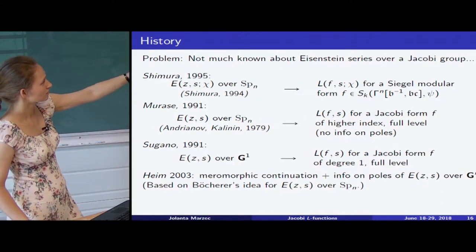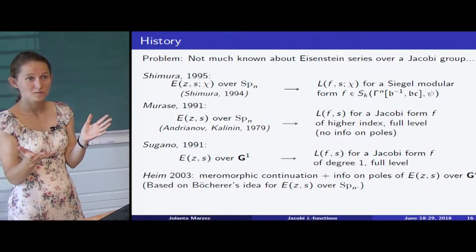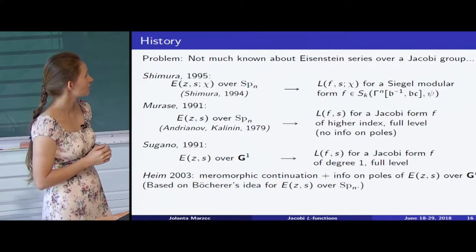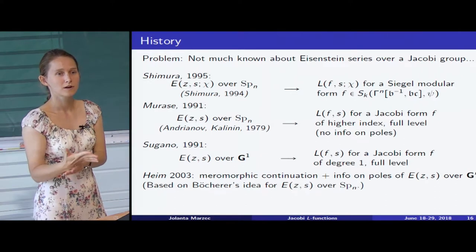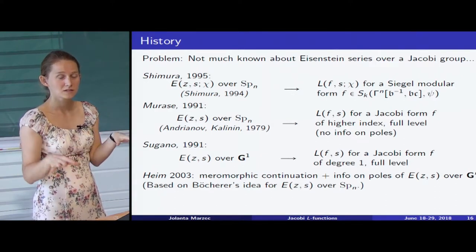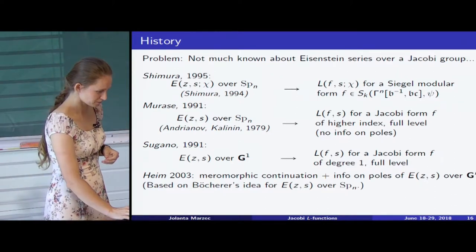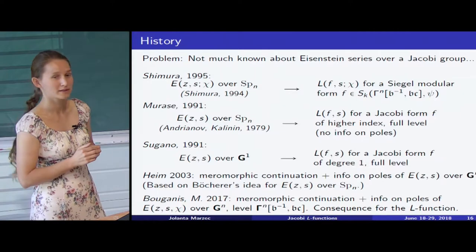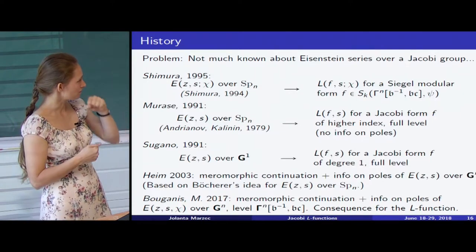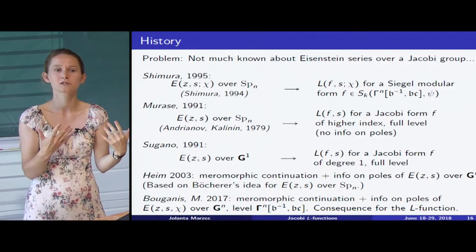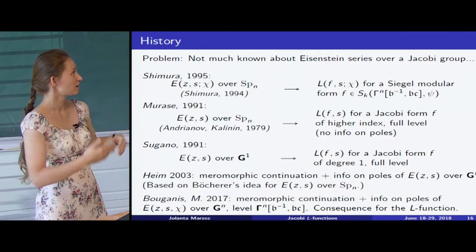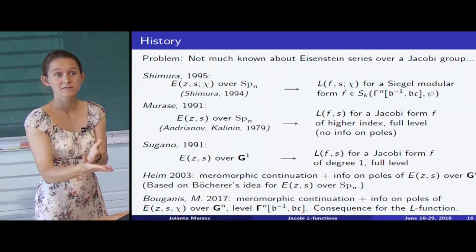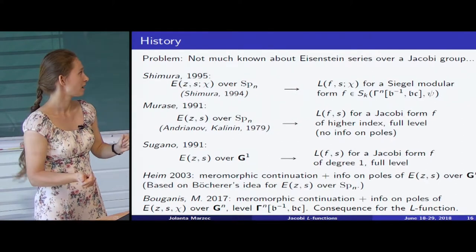Heim considered Eisenstein series defined over Jacobi groups of higher indices, and actually basing on the idea of Böcherer for Eisenstein series over symplectic groups, he proved meromorphic continuation and found possible poles for this Eisenstein series. However, still there was no mention of a congruence subgroup. And together with Thanasis, we managed to extend the idea of Heim to prove meromorphic continuation and find possible poles for our Eisenstein series, being invariant by this congruence subgroup. And as I told you, after that, we could derive this information also for the standard L function that we just constructed.